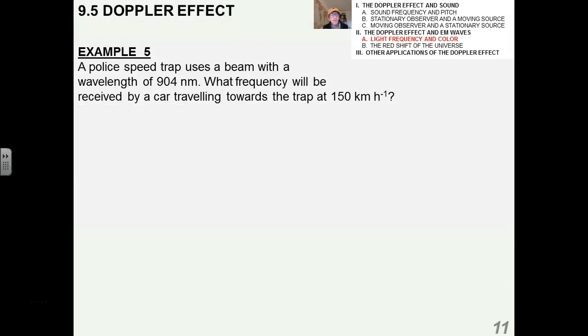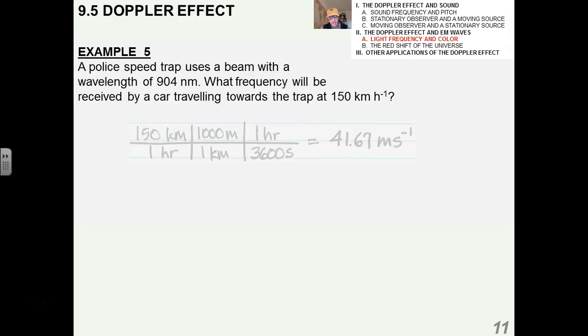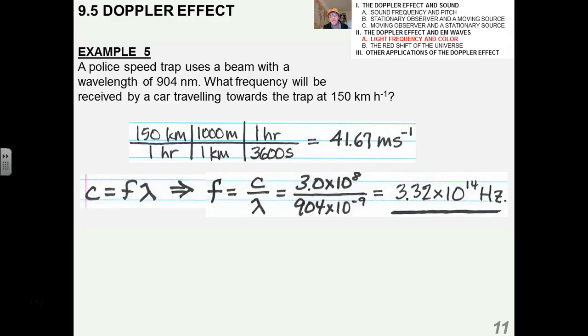Okay, how about this one? A police speed trap uses a beam with a wavelength of 904 nanometers. What frequency will be received by a car traveling towards the trap at 150 kilometers per hour, okay? Well, it would be a higher frequency anyway, right? Okay, so let's work it out. First of all, you have to convert 150 kilometers per hour to meters per second. I got about 42. The wave equation gives us a frequency of 330 times 10 to the 14 hertz.